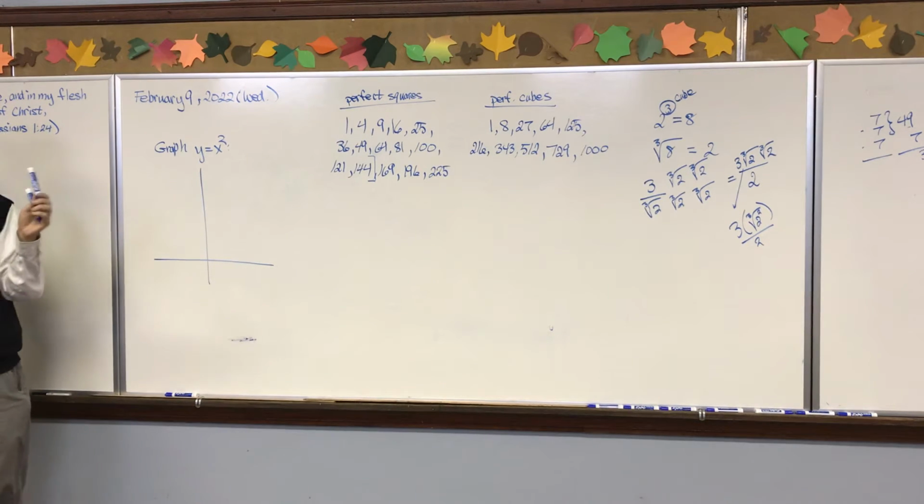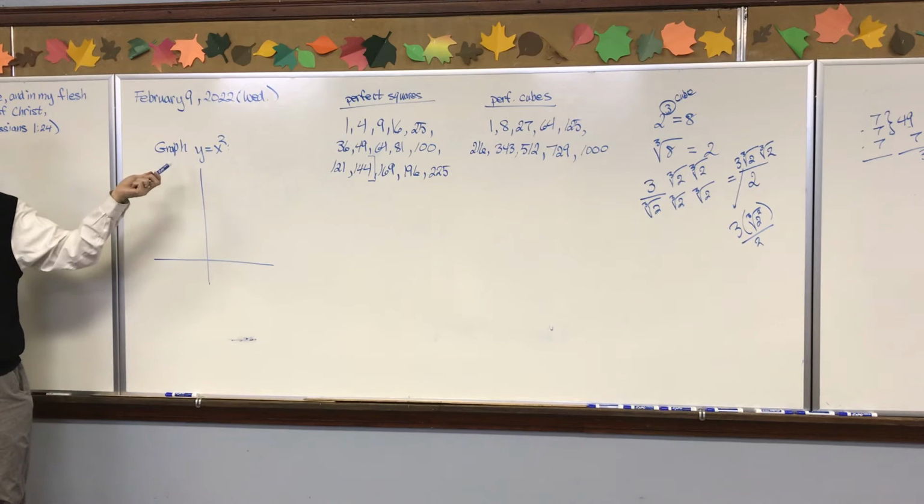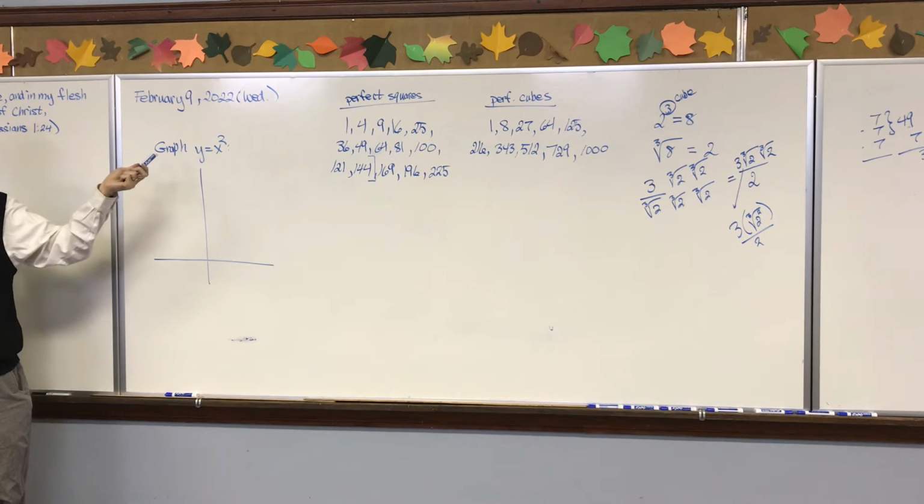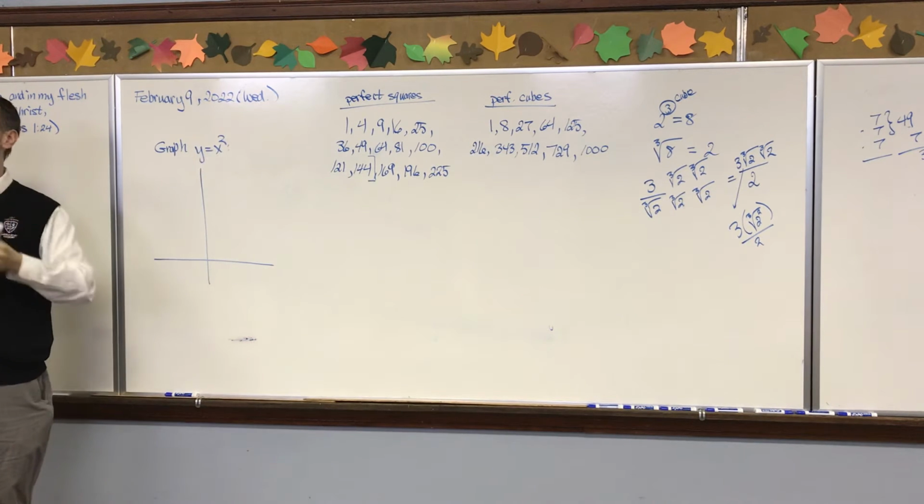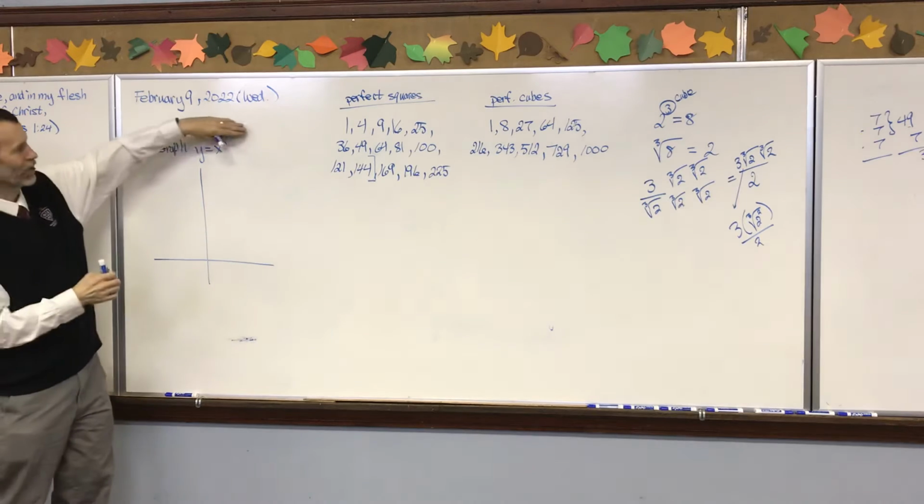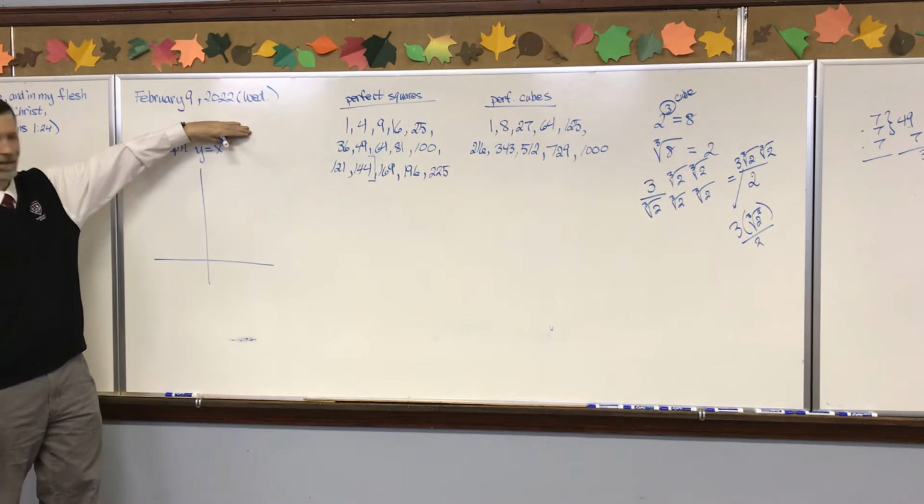By the way, is this thing going to be a line? No. Why not? Because it's a curve. It's a parabola. Squared changes the shape. If it were y equals x, that's a line.